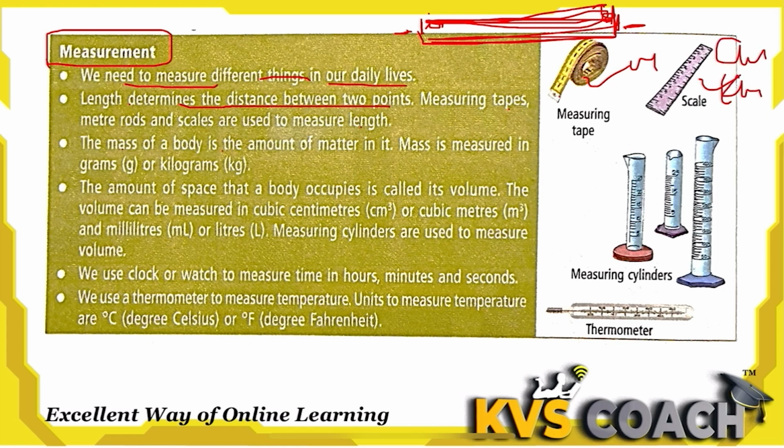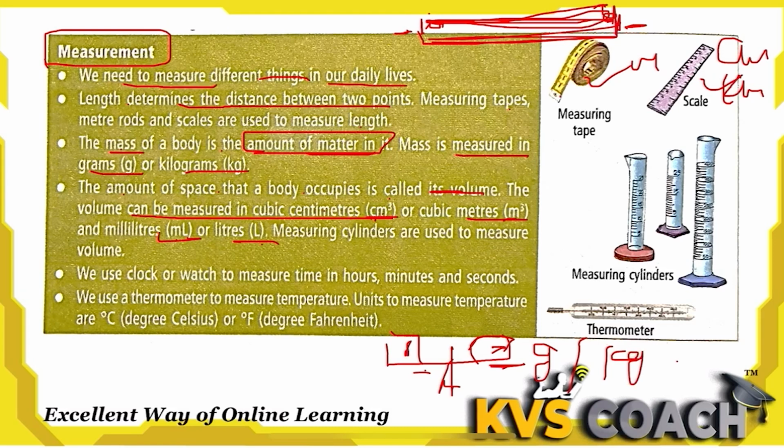The mass of a body is the amount of matter in it. What is mass? Mass is the amount of matter present in the body. That is called mass. Mass is measured in grams and kilograms by a weighing scale. On a weighing scale like this.